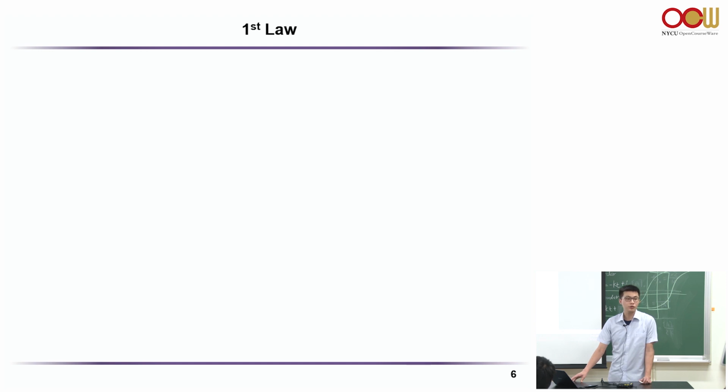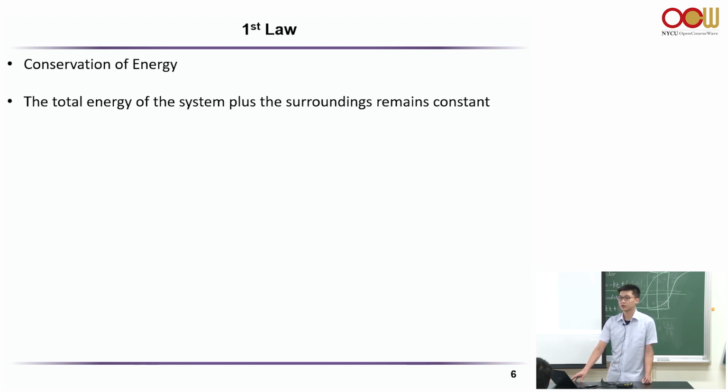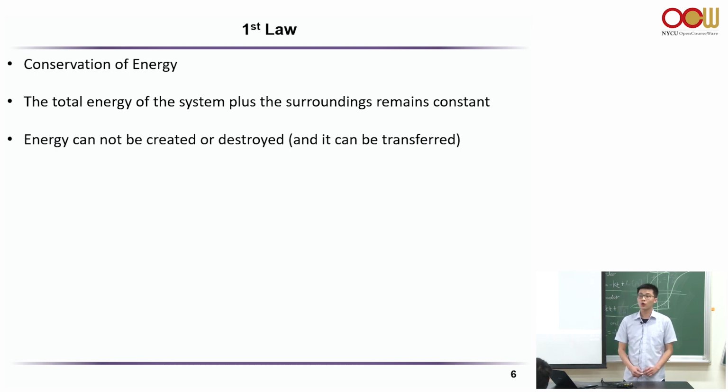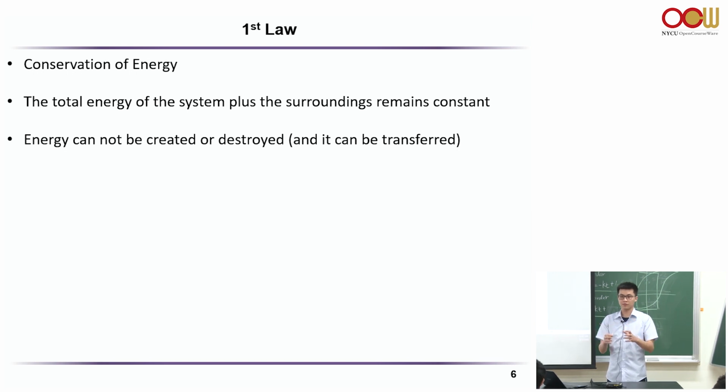Honestly, I don't need you to memorize which is the first law and which is the second law, but you have to remember the content inside these thermodynamic laws. You will be using these concepts over and over in many fields in chemistry. So the first law is basically the conservation of energy. I'm sure you learned that before. Energy cannot be created or destroyed, so that means the total energy of the surroundings and the system is constant.